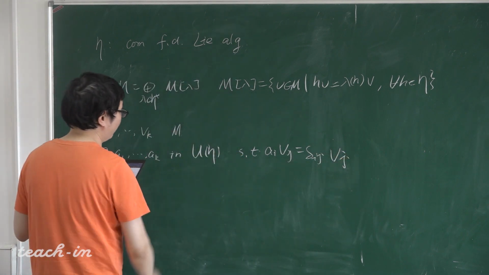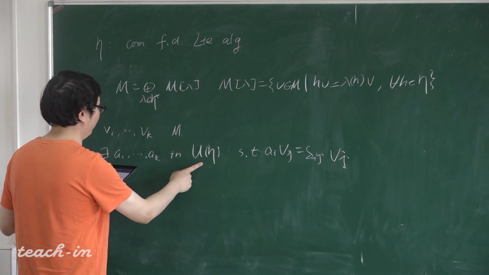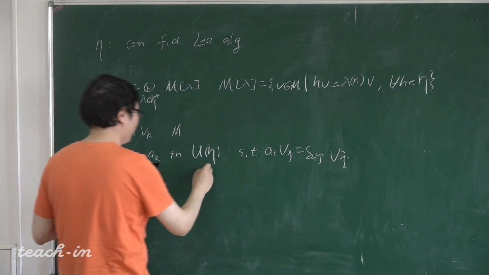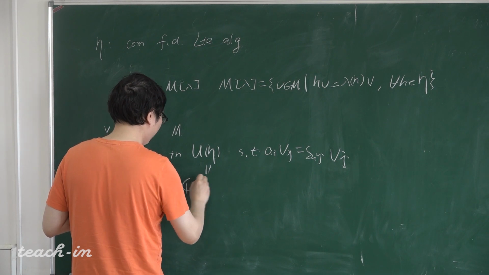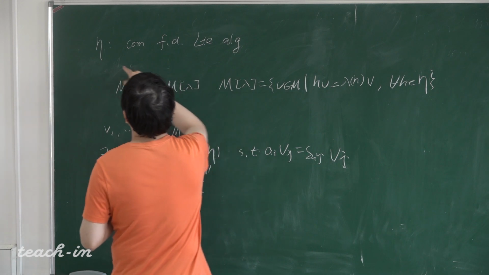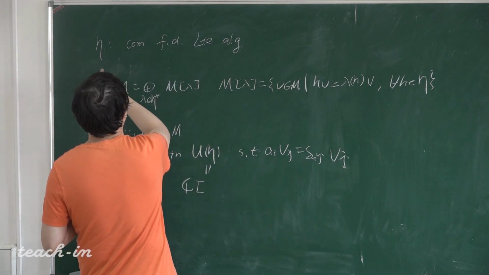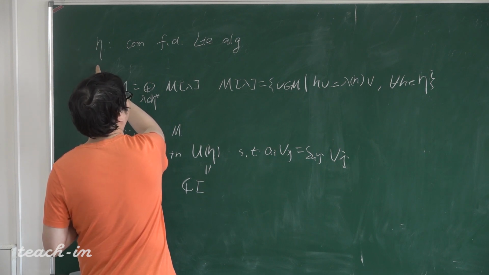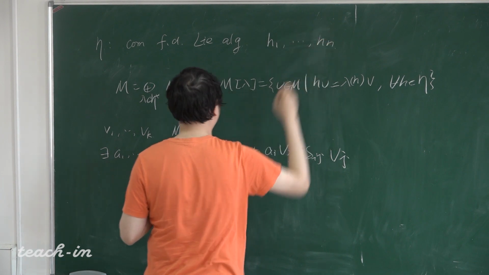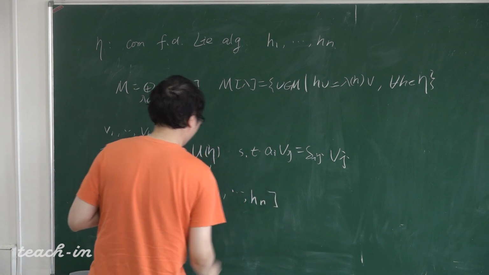Okay, so first we consider this. Since this is the universal enveloping algebra, but our Lie algebra H is commutative, this is just the polynomial algebra. Let's first suppose that the basis of this finite-dimensional algebra is H1, ..., Hn. So yes, this is the polynomial algebra.